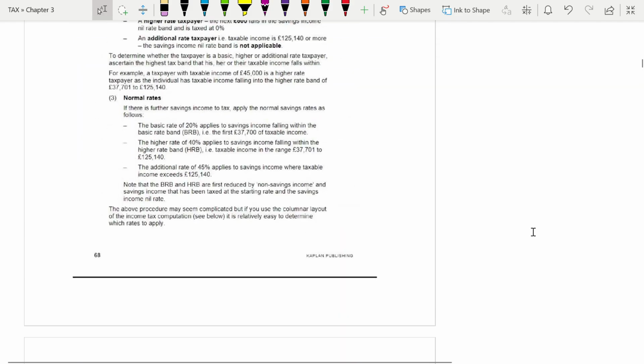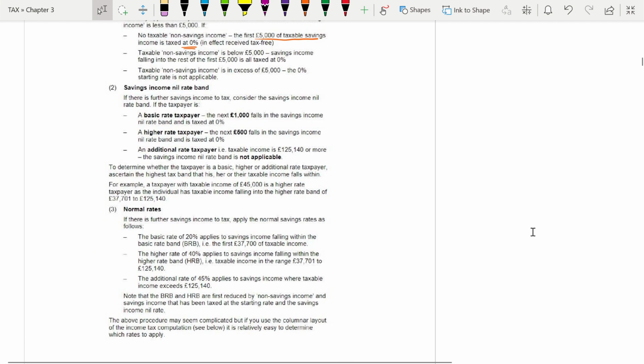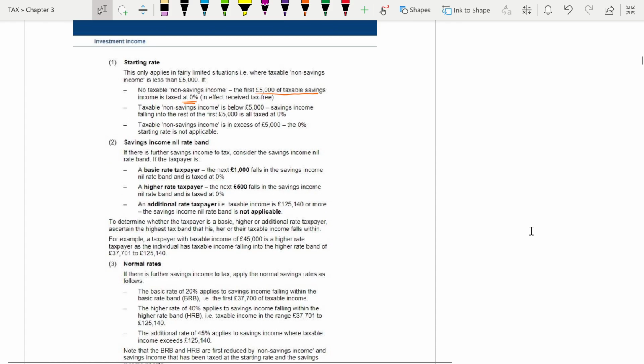I am giving you the reference. See the savings income: with no taxable non-savings income, the first 5,000 of taxable savings is taxed at 0%, in effect received tax-free. These are the different stages. For taxable non-savings income below 5,000, or savings income falling within the rest, it is taxed at 0%. This applies to non-savings income: the first 5,000, then non-savings income in excess of 5,000.